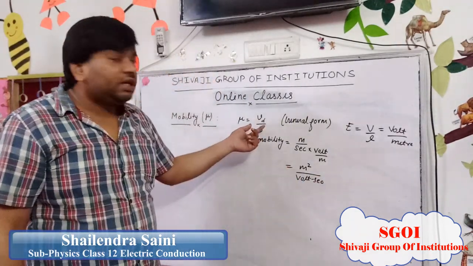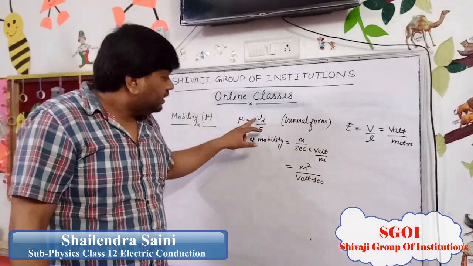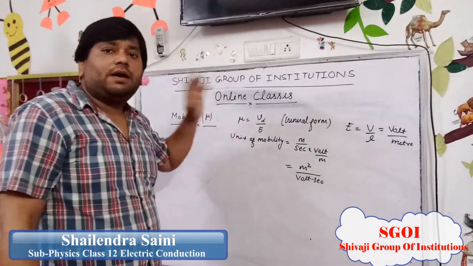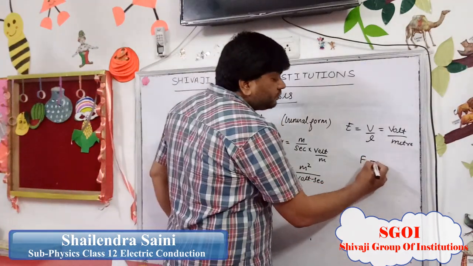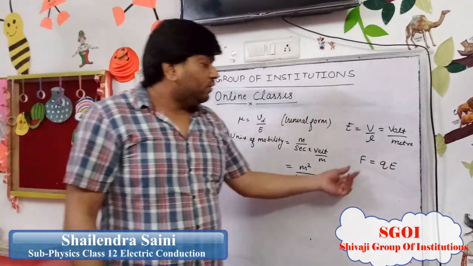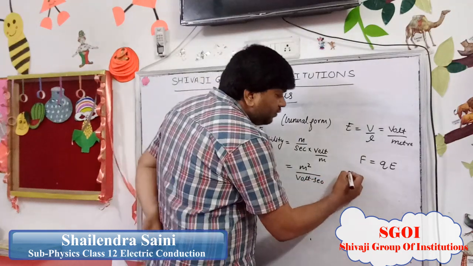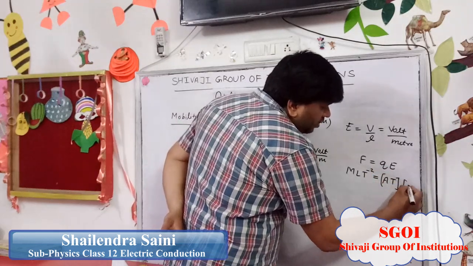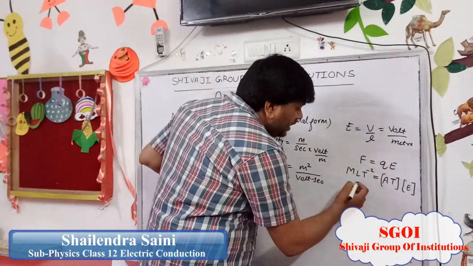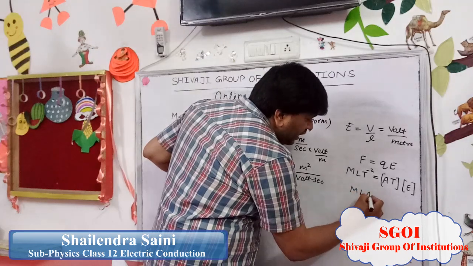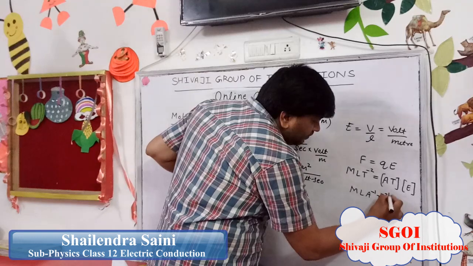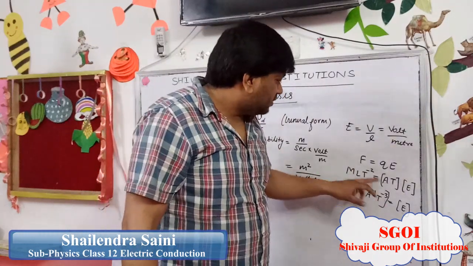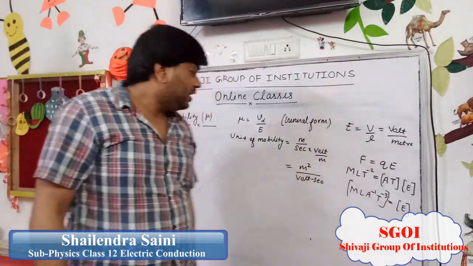In the same way, we can find out the dimension of mobility. Mobility is a scalar quantity. How will we find its dimension? The dimension of Vd is LT^-1, and the dimension of E we can get from Chapter 1, Coulomb's law, F equal to QE. The dimension of force is MLT^-2, and Q equal to IT, so it is AT. For E, we bring it down, so it becomes MLA^-1T^-3. So this is the dimension of electric field intensity.